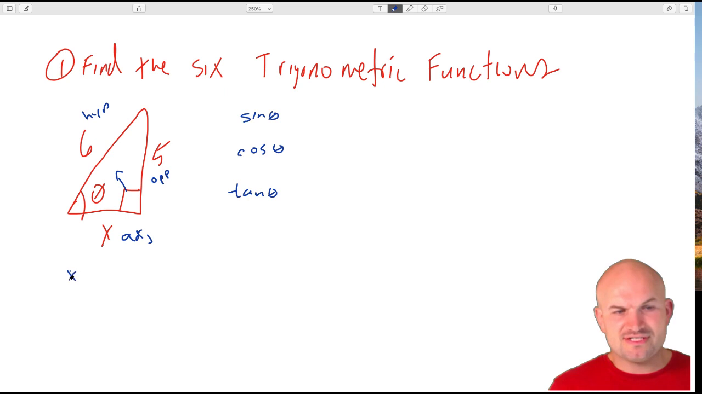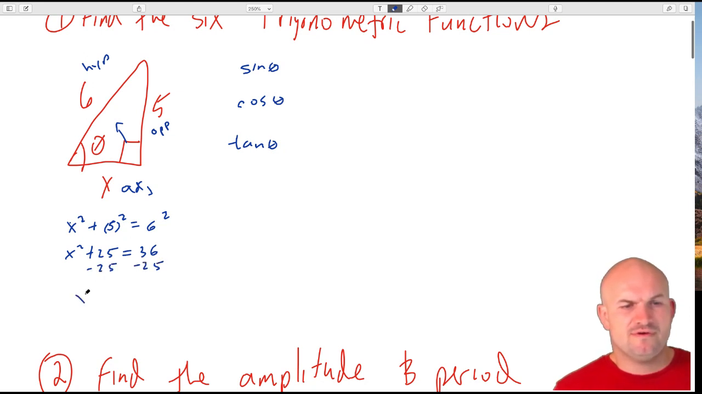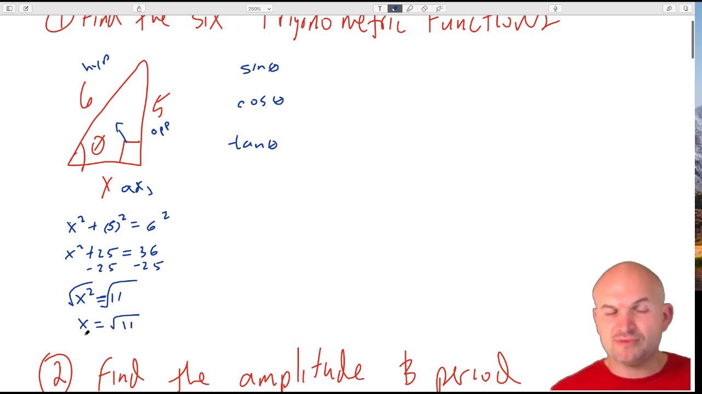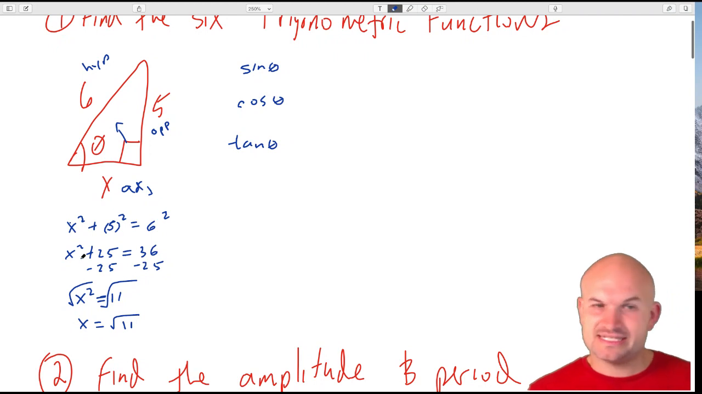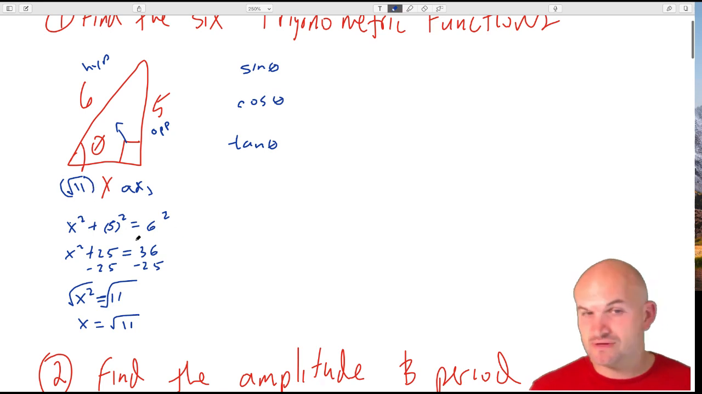Rather than saying a squared plus b squared equals c squared, I'm just going to use leg squared plus other leg squared equals the hypotenuse squared. So we have x squared plus 25 equals 36. Subtracting 25, x squared equals 11. Now, to take the square root, x is equal to positive square root of 11, even though when we introduce a square root we use plus or minus. Negative doesn't make sense in the context of this problem, so we're going to use the positive square root of 11.